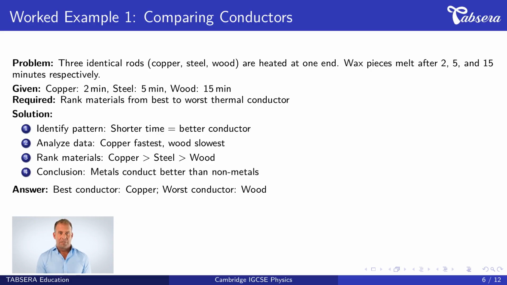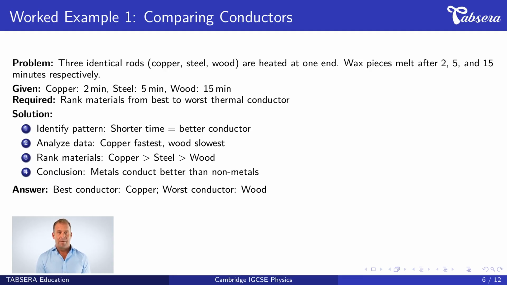Let's work through our first example. The problem states, 3 identical rods made of copper, steel, and wood are heated at one end, and wax pieces melt after 2, 5, and 15 minutes respectively. We are given copper rod causes wax to melt after 2 minutes, steel rod after 5 minutes, and wood rod after 15 minutes. We need to find the ranking of materials from best to worst thermal conductor.